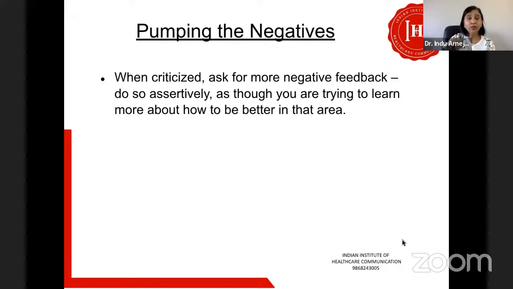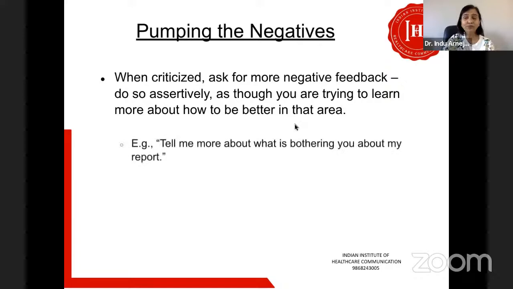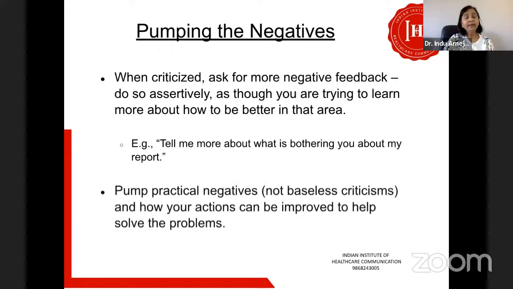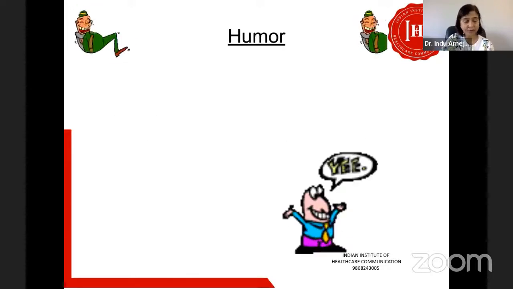So when you say, okay, what do you suggest? What do you think can be done to deal with this? What do you think will help you here? Then you are probably giving them a chance to introspect that, okay, what I'm saying is true, but then it's not always in their control. So when you are pumping negative, please pump practical negatives and not baseless criticism, because that would not help you solve the problem. So you are genuinely asking, tell me, how can we make it better? Can you suggest some ideas how we can make it better?